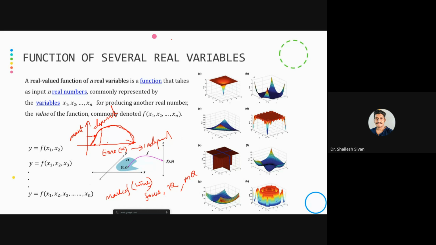So generally a multivariate function can be considered as y equal to f of x1, x2, x3, up to xn, where each of x1, x2, up to xn are independent variables, and y is the dependent variable that depends on these variables according to the definition of the function. Are you getting it? What is a multivariate function?